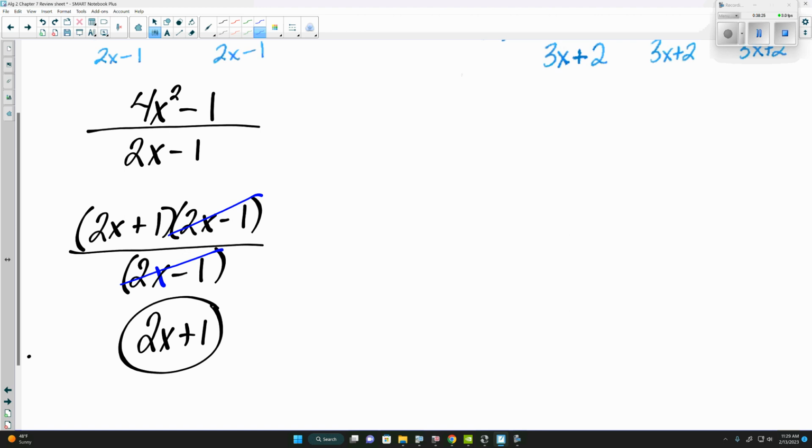So again, whenever the numerator has an exponent of 2 or greater, check to see if it factors. Here it did, so it left us with 2x plus 1. We will pick this up tomorrow, and your test is Wednesday.